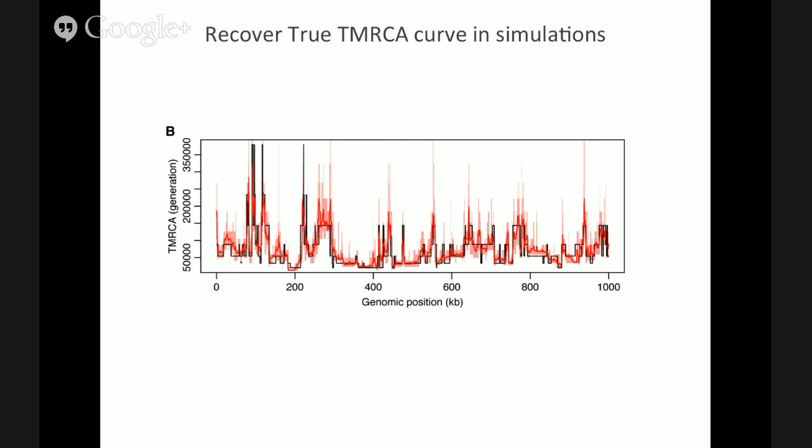Here's an example of another statistic. If you plot the time to most recent common ancestor across the genome, again, this is a simulation. In black is the true answer. In red is our 95% posterior confidence interval for each site along the genome. So you can see that it recovers that.